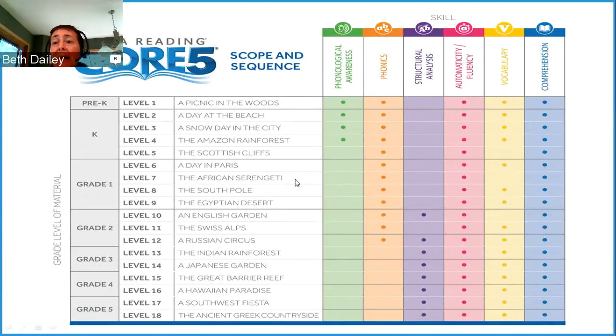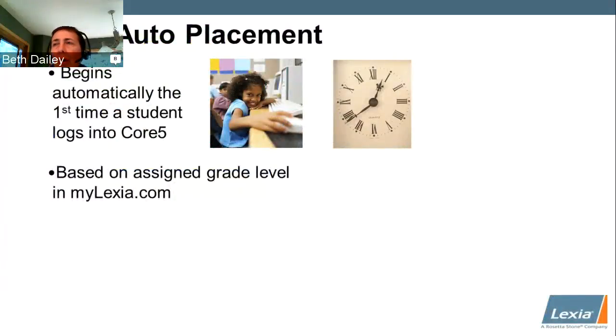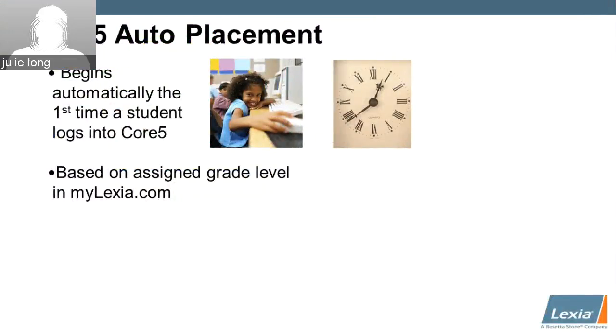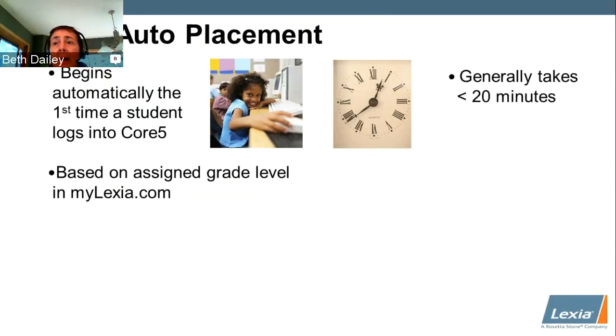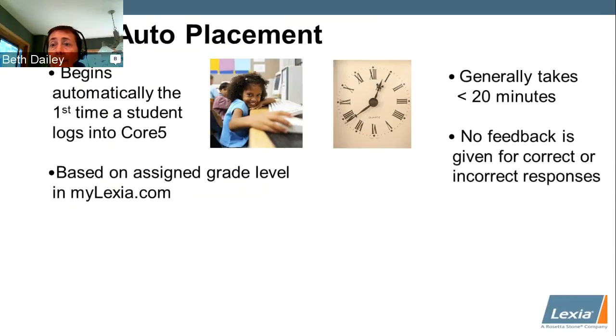So that test is obviously going to take a little bit longer if I'm placed further away from that beginning point. Okay. So think about the fact that the first time the student logs in, that's what they experience, an auto placement test. It places them in a specific level, and when they log in after that, that's where they start. That test will vary in length. It could be as long as 20 minutes or as short as a couple of minutes. There's no feedback during that placement exercise. And there is an apple on the lower left of the screen that will turn blue when the students are in that placement test.